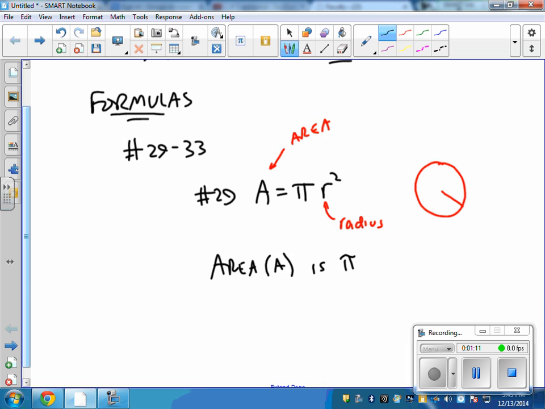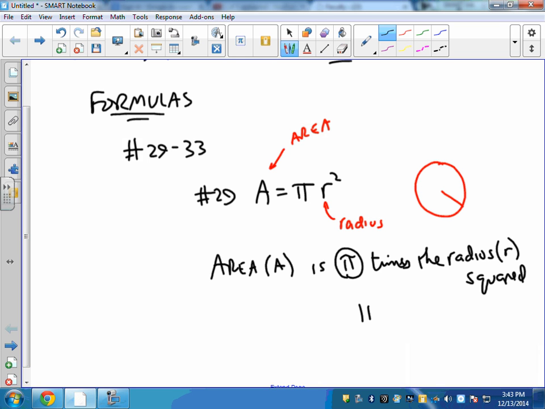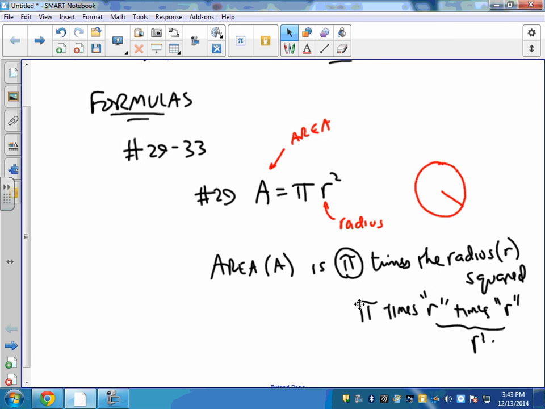Now pi is just a number, so there's not much you can explain about that. Pi times the radius, that's the r, squared. Or if you want, you could say pi times r, radius, times r, right? R times r is r squared. So that's what that formula means, and I've explained the variables at the same time.